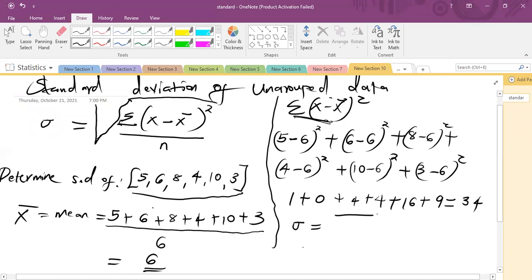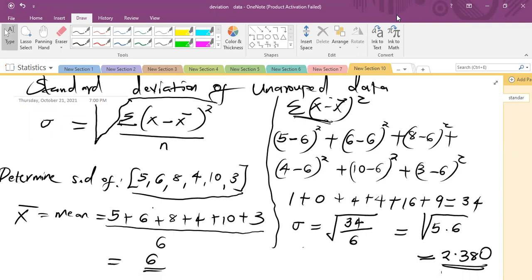Look at the formula. It is the square root of summation of x minus x bar squared, and we've gotten the summation to be 34. All this divided by n, the number. How many are they? 1, 2, 3, 4, 5, 6. And if we evaluate this, 34 divided by 6 will be the same as 5.6. The square root of 5.6, if you evaluate that, you will get it to be 2.380. So that's how you go about getting the standard deviation of ungrouped data, guys.